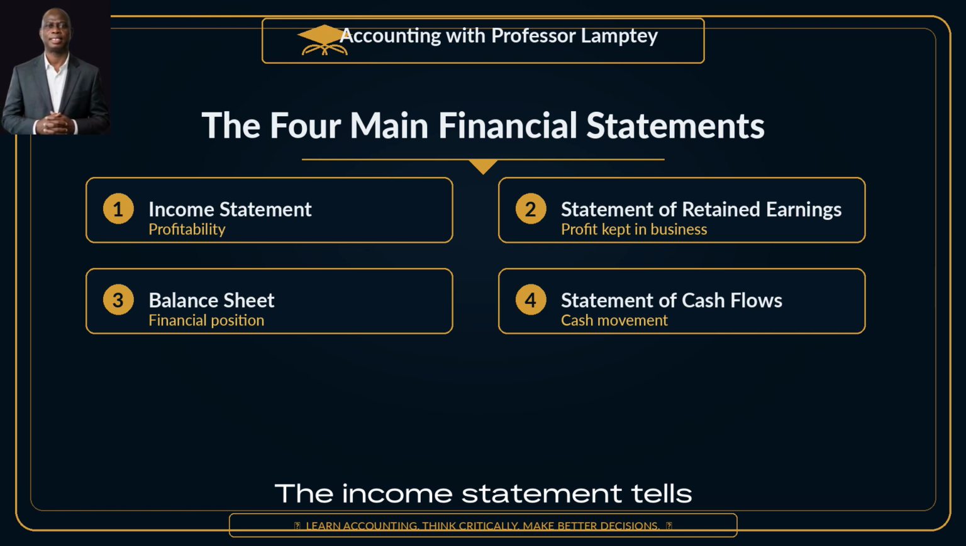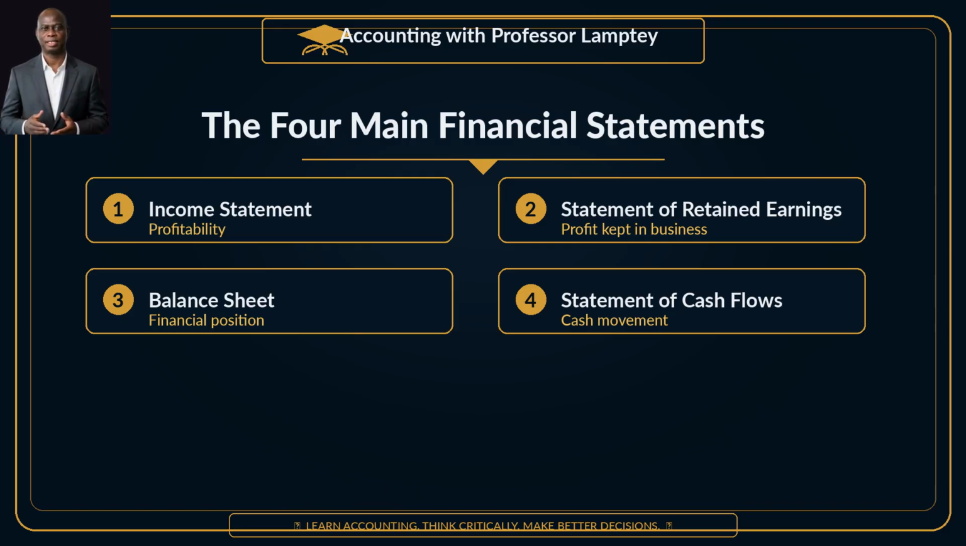The income statement tells us whether the business made a profit. The statement of retained earnings explains what happened to retained earnings. The balance sheet shows what the business owns, owes, and the owner's claim at a specific point in time. The statement of cash flows explains how cash moved through the business. Now let's go through each one.